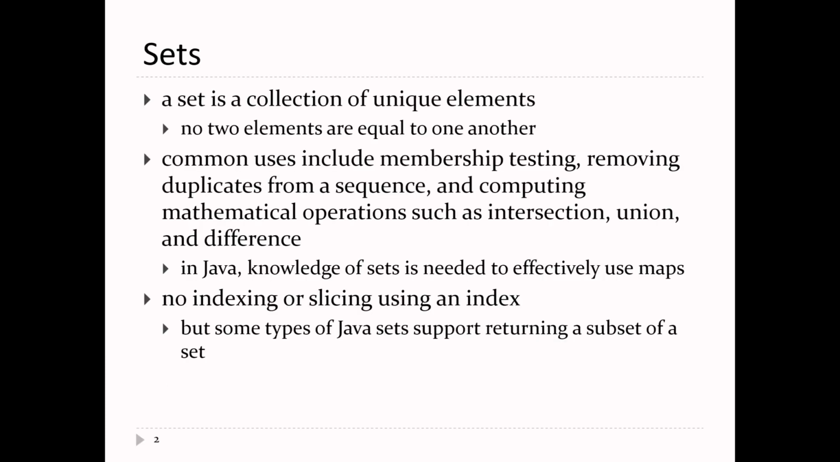Java also has these things called sets, which C doesn't have. So a set is a collection of elements where all the elements are unique. So no two elements are equal to one another. This is useful for a lot of computational tasks. It's particularly useful if you want to know, is there an element that's part of the set? So that's called membership testing. Does the set contain something?